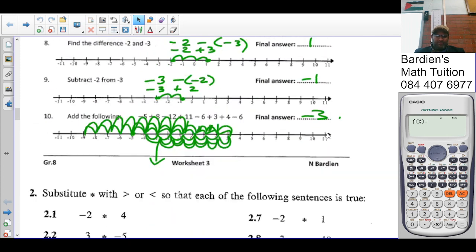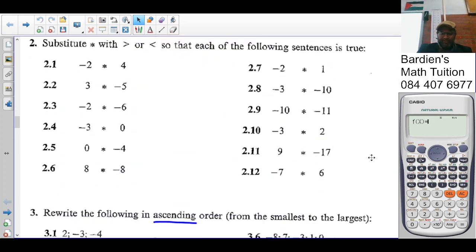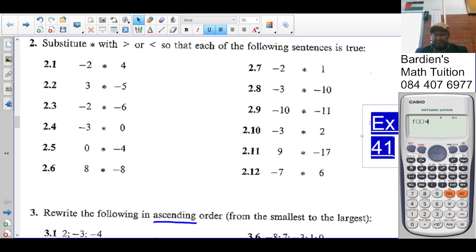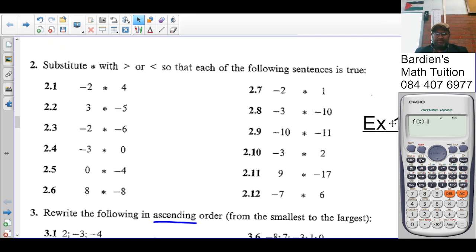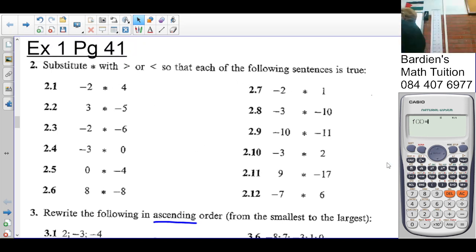So which page are we on? Page 41. This is exercise? Exercise 1, number 2. Alright, so the question says substitute the asterisk with greater or less than so that each of the following statements is true. So we're supposed to finish marking from 12. Okay, no problem.